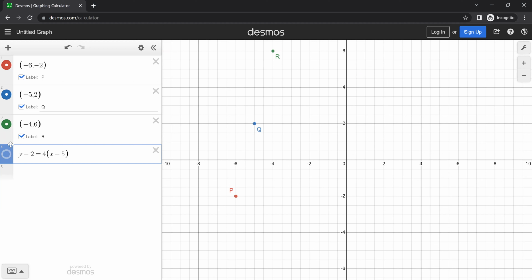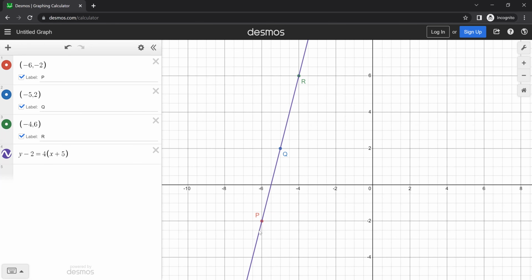Let me know when you get those points plotted. Yeah. Okay. And now y minus t equals 4x plus 5. I have to write that? Nope, I just want you to see that they're all on the same line. Do you see that they all fall on the same line?